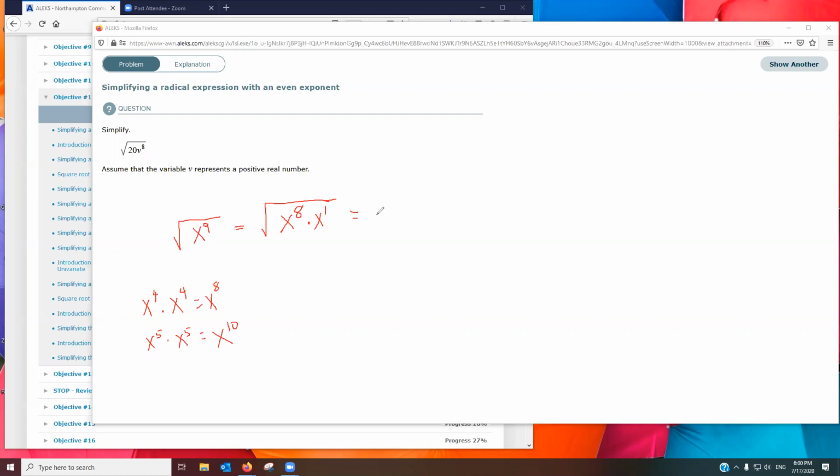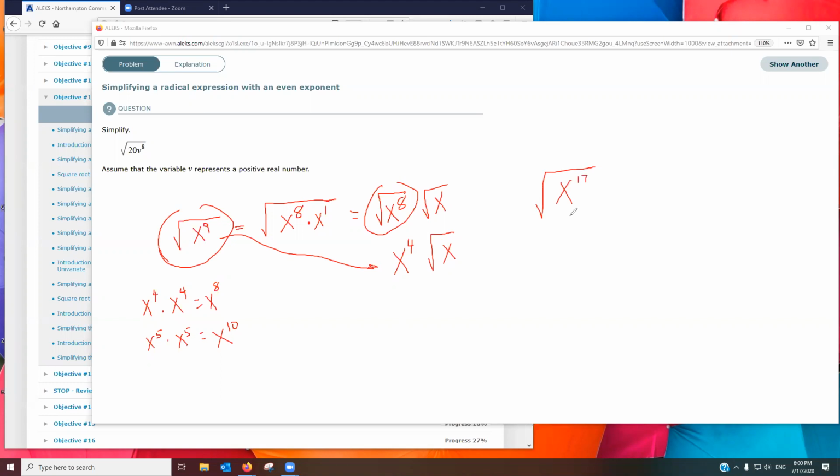So now I'm going to break this up to be the square root of x to the 8 times the square root of x to the 1. I'm just going to write that as the square root of x. The square root of x to the 8 is x to the 4. And the square root of x I'm just going to leave alone. So I can simplify the square root of x to the 9 to be x to the 4 times the square root of x.